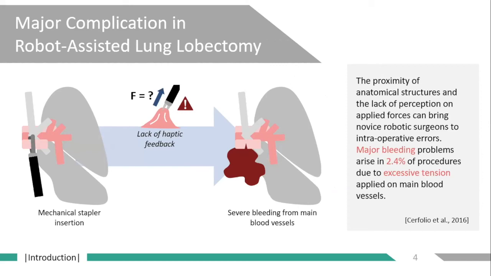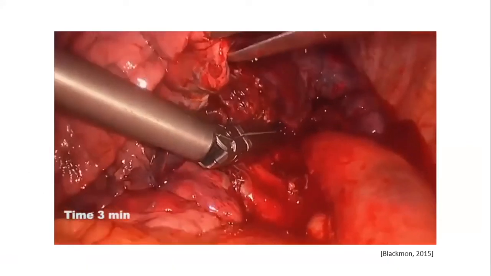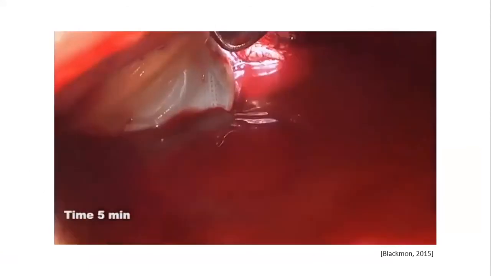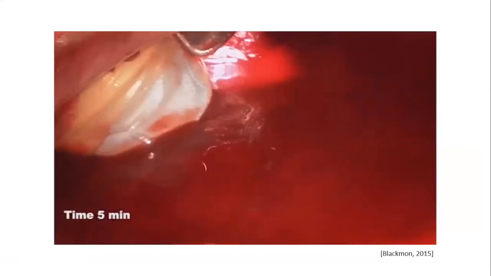In this example of lung lobectomy, it is reported that in 2.4% of cases, surgeons apply excessive tension on main blood vessels. And this is very critical because it can result in wall rupture. And as you will see now, it can result in dramatic bleeding. And of course, this is not a fun situation to be in, neither for the surgeon nor for the patient.